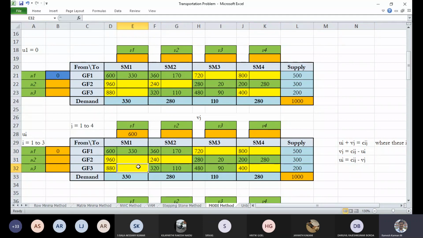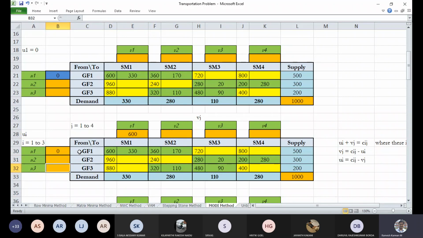Say when I initially put u1 equals 0, then 600 minus 0 is 600. So the value of v1 equals 600. Now we have got the value of v1, so now we can find out u2. So 960 minus 600 will be the value of u2. So once you find that, you'll fill in all the u values and all the v values.